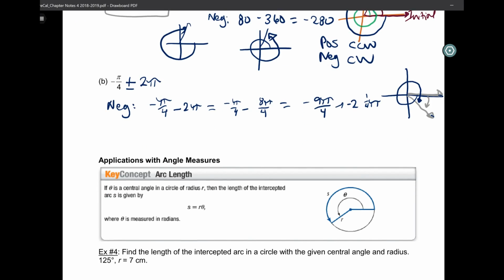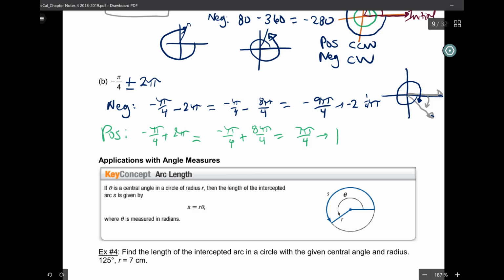So now I'm going to do the positive one. I have negative pi over 4 plus 2 pi. I want the same numerator and denominator, that way I can actually add these fractions. So it'll be 8 pi over 4. You add these together, you get positive 7 pi over 4. Let's see, so this amounts to 1 3/4 pi.